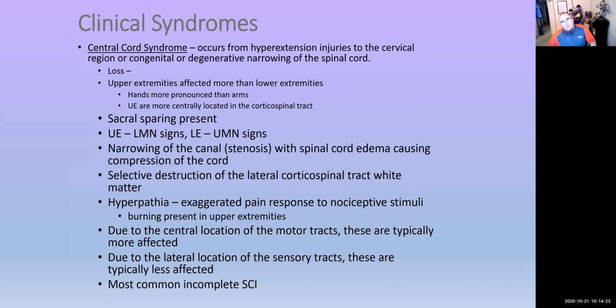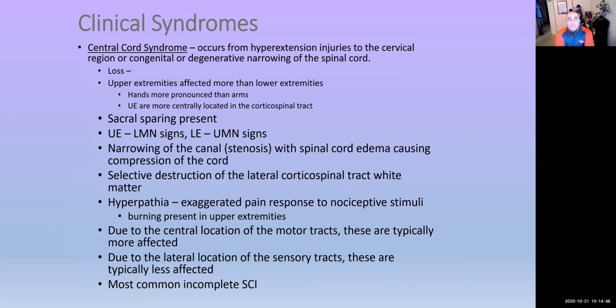Your upper extremity is going to be more affected than the lower extremity. So for ACS, lower more than upper; CCS, upper more than lower. And again, typically your hands are going to be more pronounced than the arms. Well, why is that? Well, the upper extremity tracts are more centrally located in the corticospinal tract. So the tracts that send stuff down to the hands are more towards the middle part of the spine.